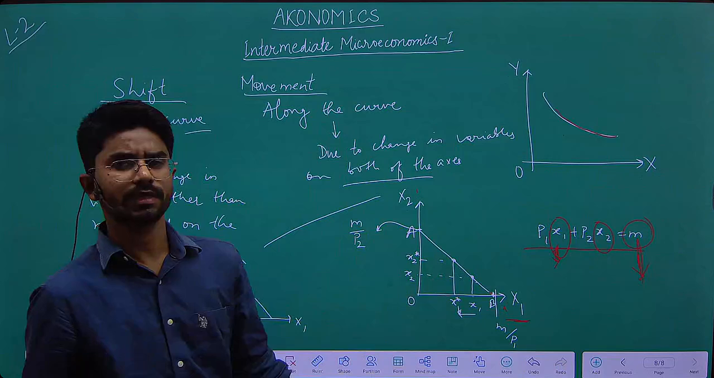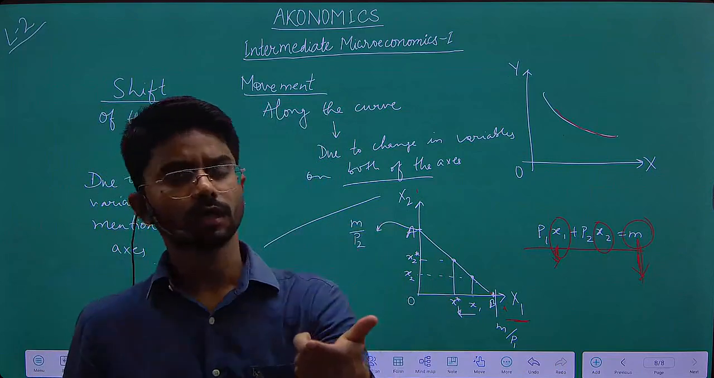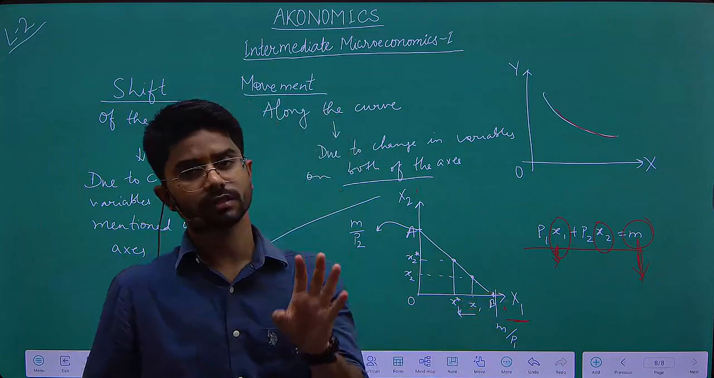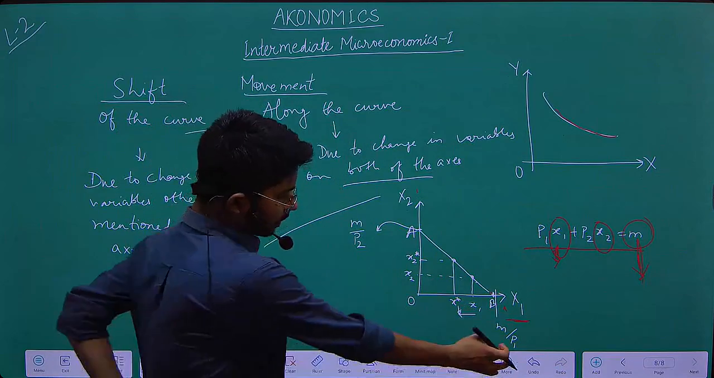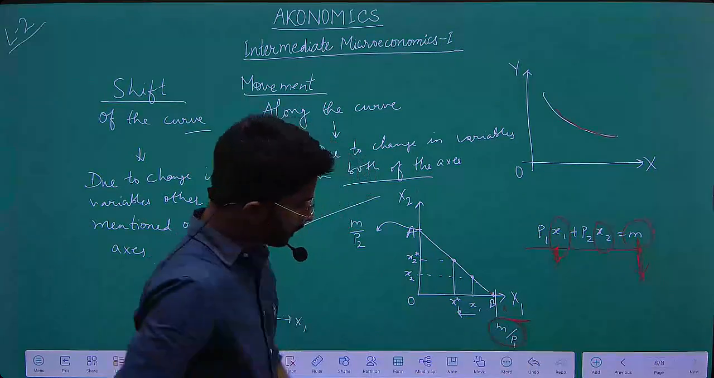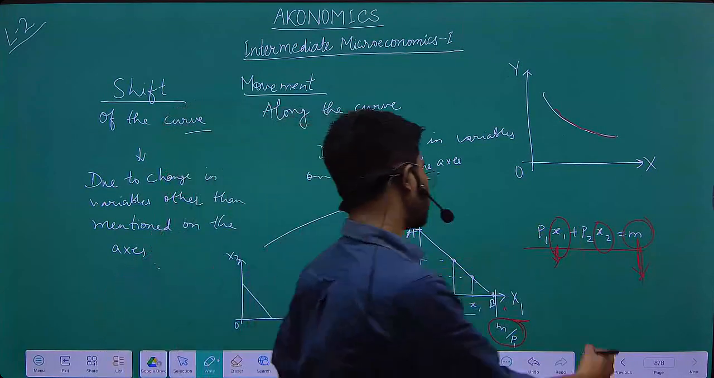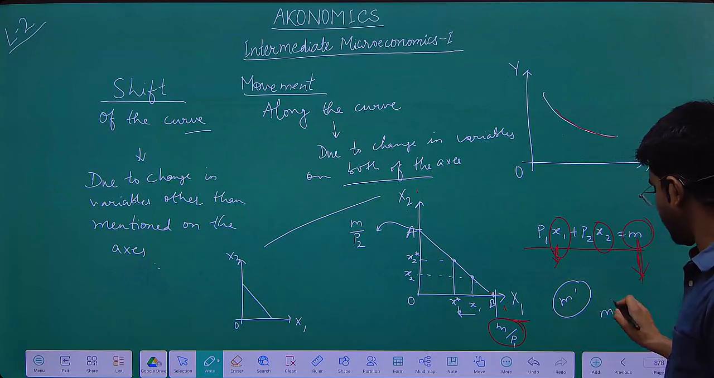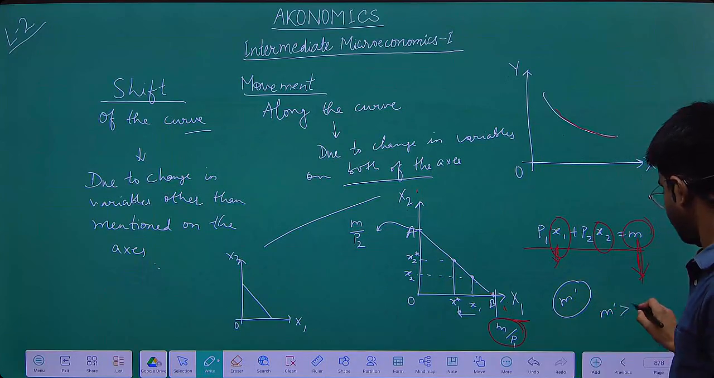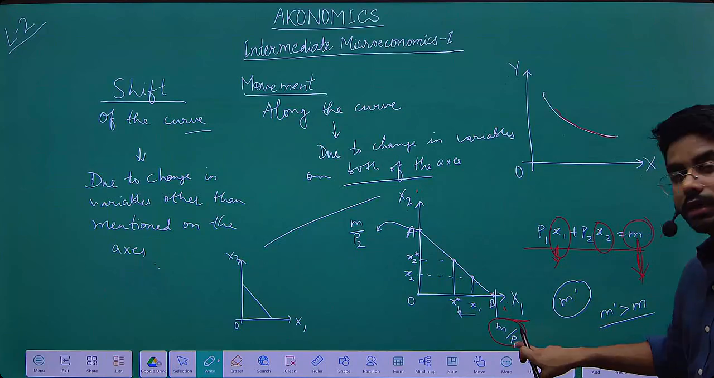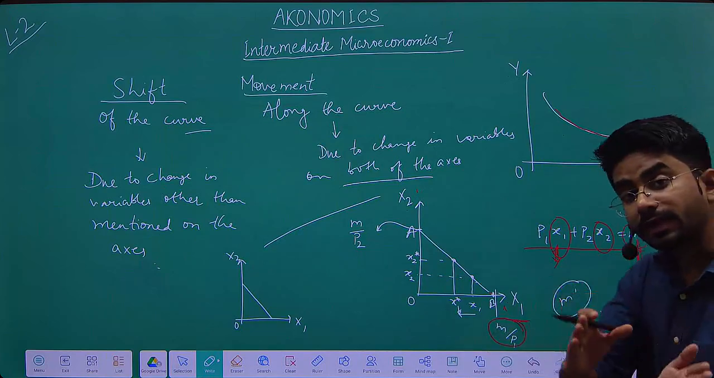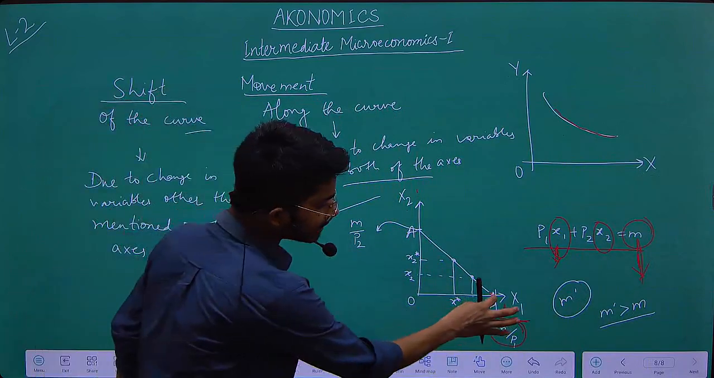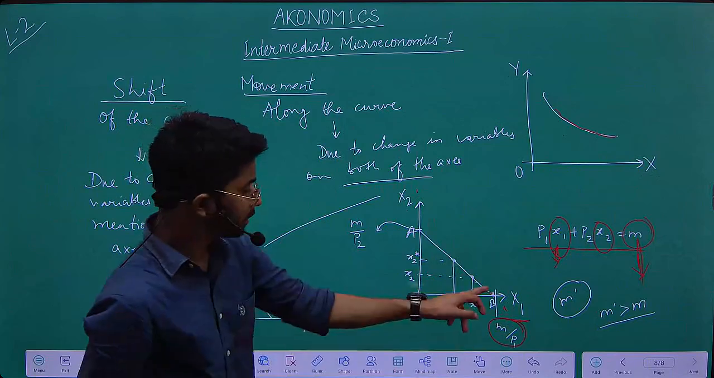The intercept I talked about, if it is on the vertical axis, that would be the vertical intercept, and on the horizontal axis, that would be the horizontal intercept. So this intercept is m upon p1. Now suppose m increases to m dash. In that case m dash is greater than m, so you will have m dash upon p1 being larger than m upon p1.